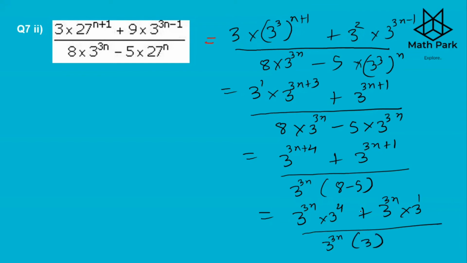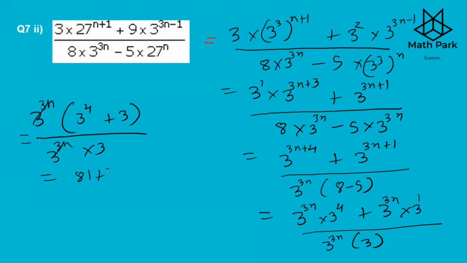Now, in the numerator, we will be taking 3 raised to 3n common. We are left with 3 raised to 4 inside the bracket plus 3 raised to 1, which is 3. Denominator, we have 3 raised to 3n into 3. This 3 raised to 3n and 3 raised to 3n got cancelled. 3 raised to 4 is 81. 81 plus 3 upon 3, which is 84 upon 3, divided: 3 2s are 6, 3 8s are 24. We got it as 28. Got it? Let's move on to the next question.